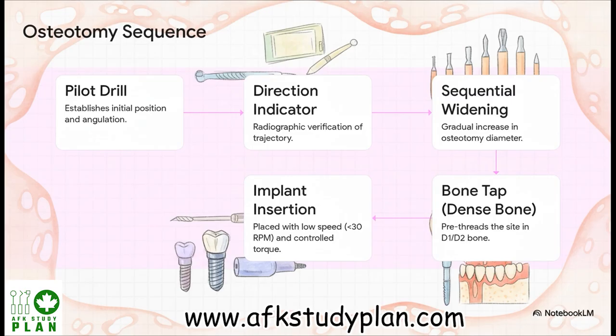If you're in that dense D1 or D2 bone, you'll use a bone tap to pre-cut the threads before you slowly insert the implant with low speed and very controlled torque.